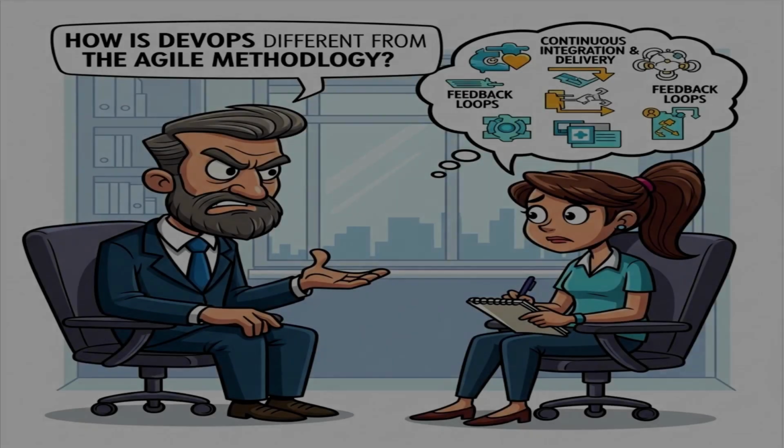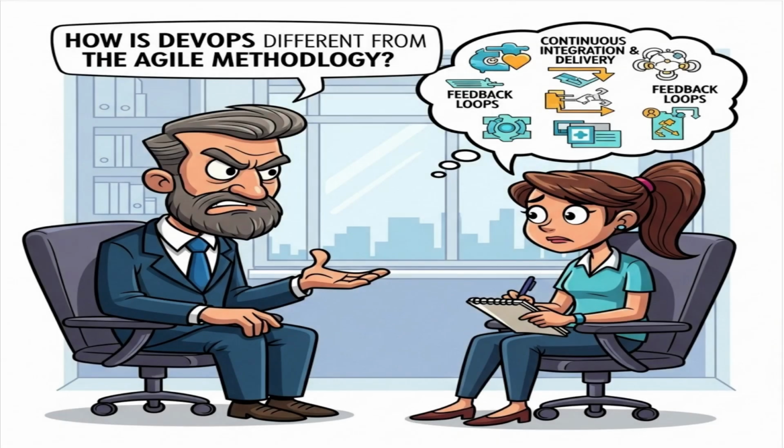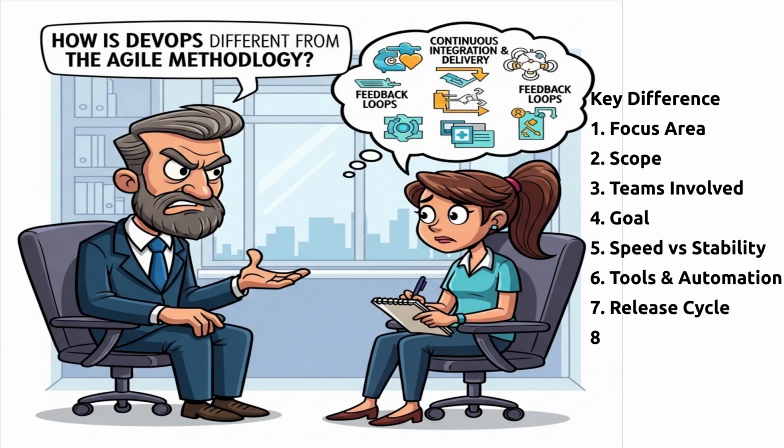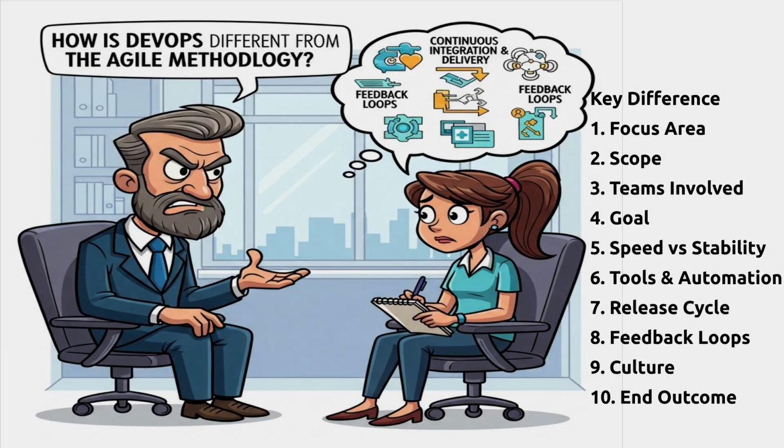Let's move to the next question. Can you tell me how DevOps is different from the Agile methodology? Yes, sure. There are some keys which we can consider to explain the differences between the two methodologies. These keys are: 1. Focus area. 2. Scope. 3. Teams involved. 4. Goal. 5. Speed versus stability. 6. Tools and automation. 7. Release cycle. 8. Feedback loops. 9. Culture. 10. End outcome. Let's understand these key differences.